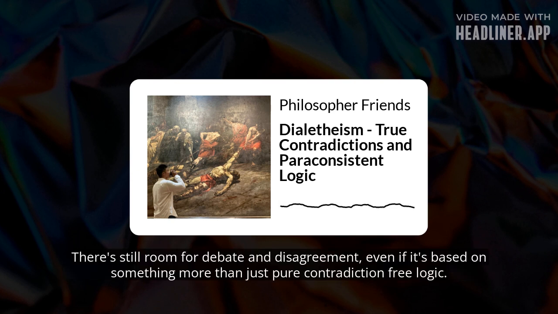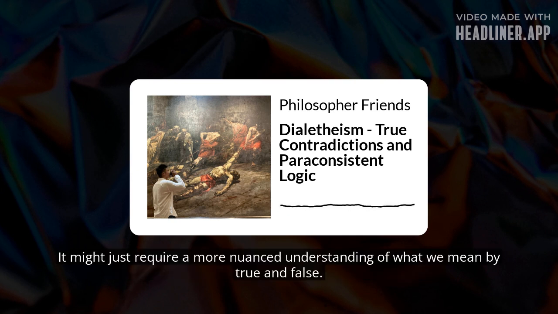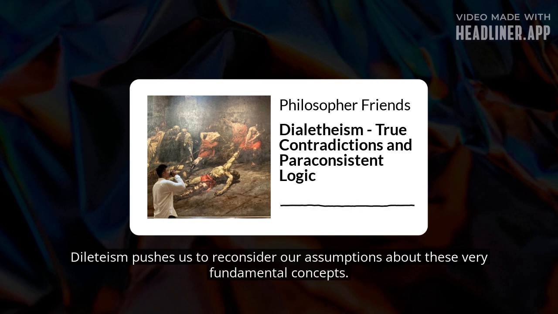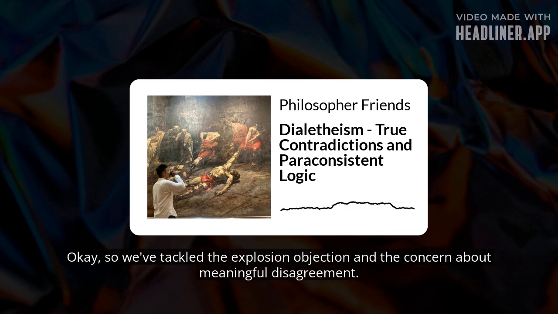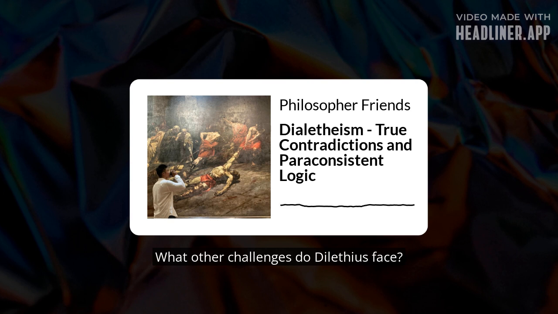Right. There's still room for debate and disagreement, even if it's based on something more than just pure contradiction-free logic. It might just require a more nuanced understanding of what we mean by true and false. Dialetheism pushes us to reconsider our assumptions about these very fundamental concepts. Okay, so we've tackled the explosion objection and the concern about meaningful disagreement. What other challenges do dialetheists face?